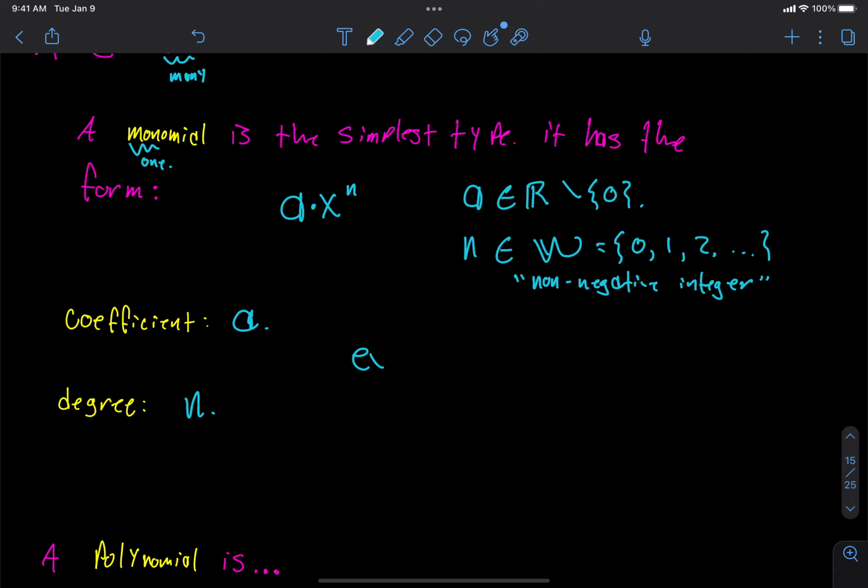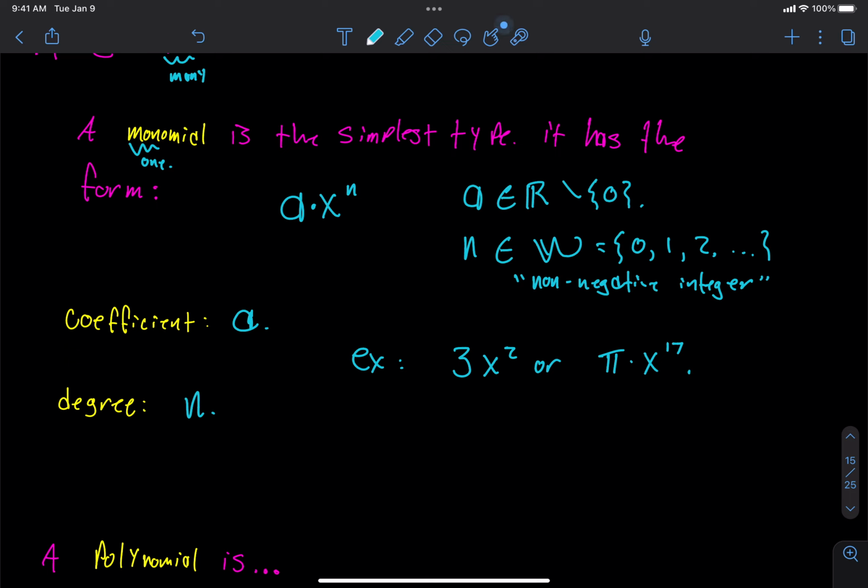For example, 3x squared could be a monomial. Or maybe let's get real crazy with it: pi times x to the 17.